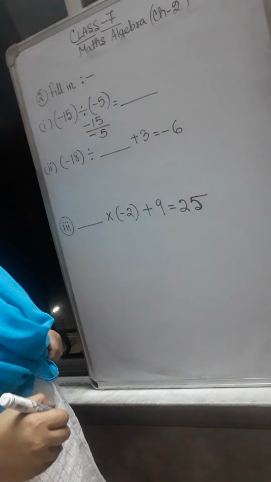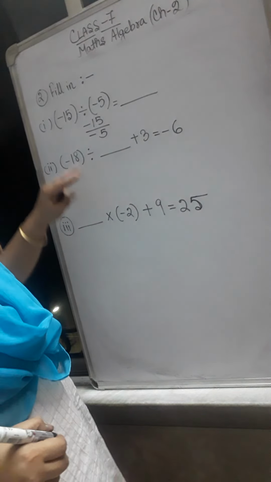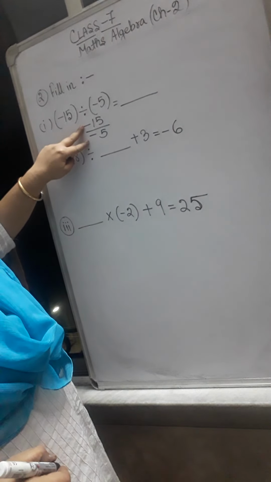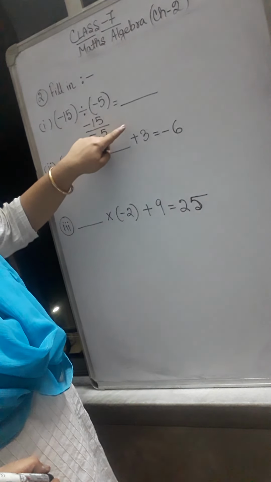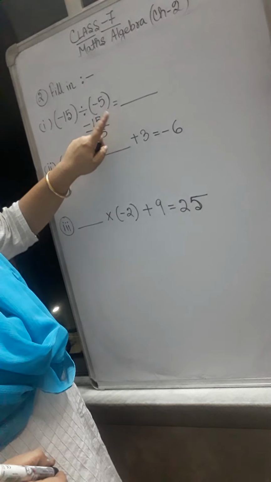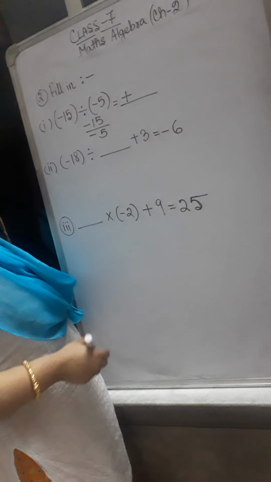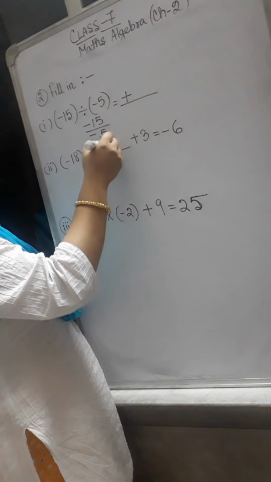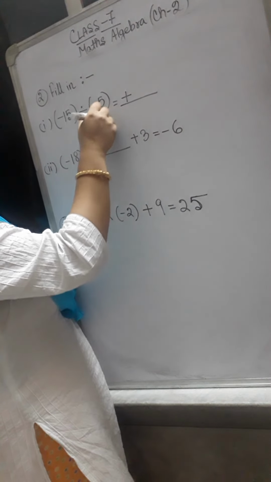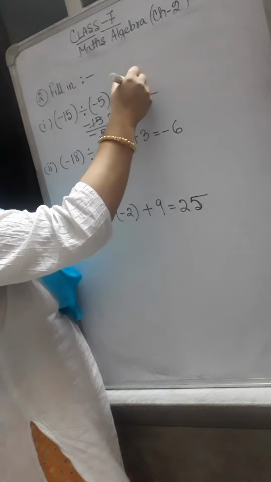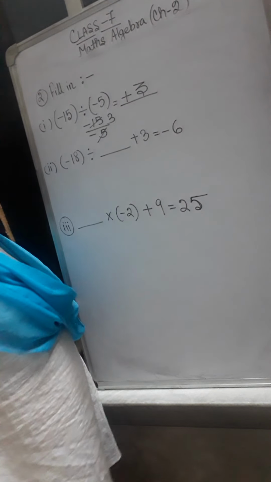Now what I said, in division what is the rule? When the same signs are there, the result will always have a positive sign. So the result will have a positive sign. And then you divide the numbers, 5 3s are 15. So the first result will be plus 3.